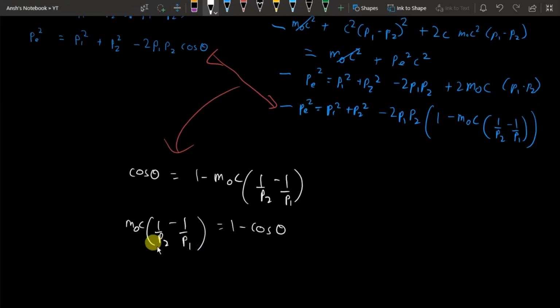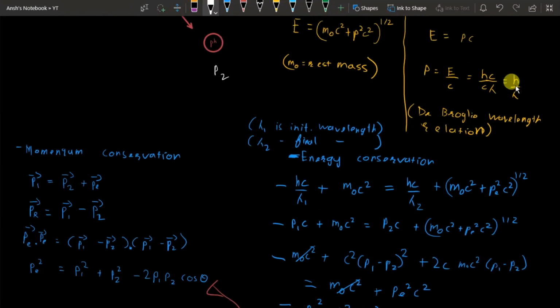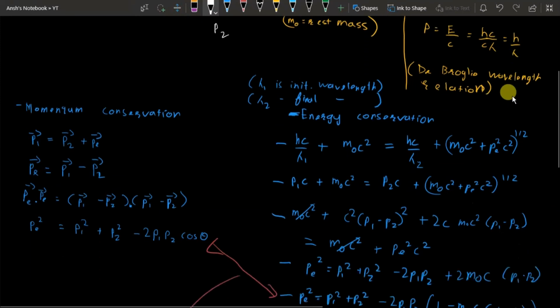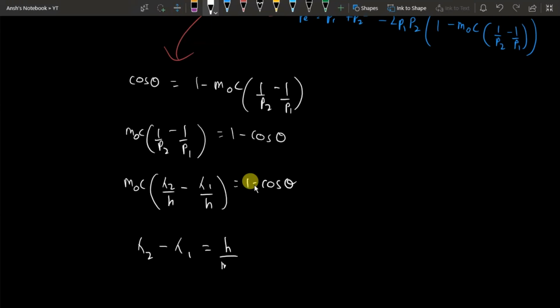Now with the momentum of the photon, we know that the momentum of the photon can be written as h over lambda. So when we do that, we can write it as m naught c times (lambda 2 over h minus lambda 1 over h) is equal to 1 minus cos theta. And when you take out the Planck's constant h as common and multiply it on the other side of the equation, what you'll be left with is lambda 2 minus lambda 1 is equal to h over m c times (1 minus cos theta). So this is the final wavelength shift in the Compton scattering phenomena.